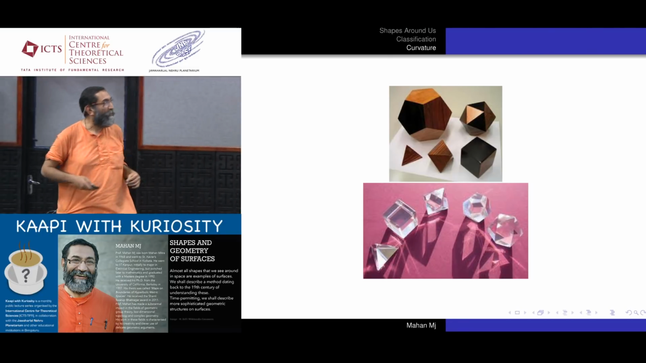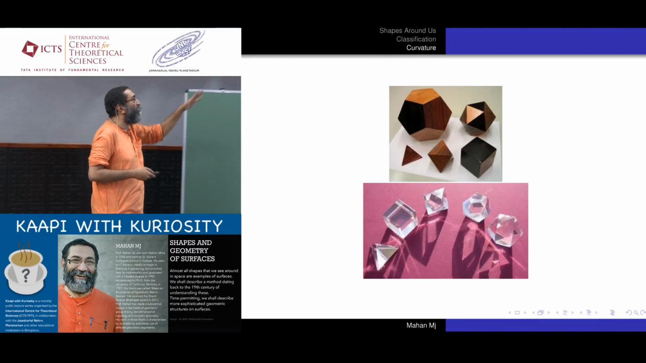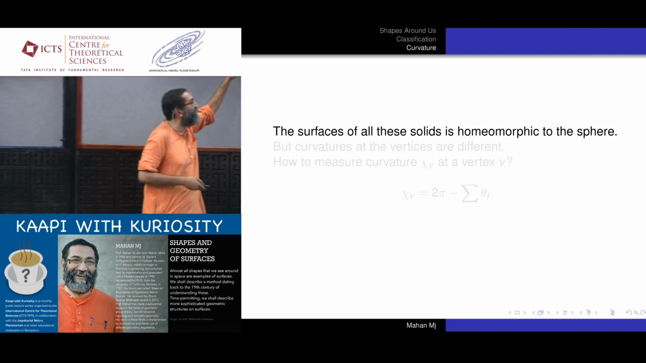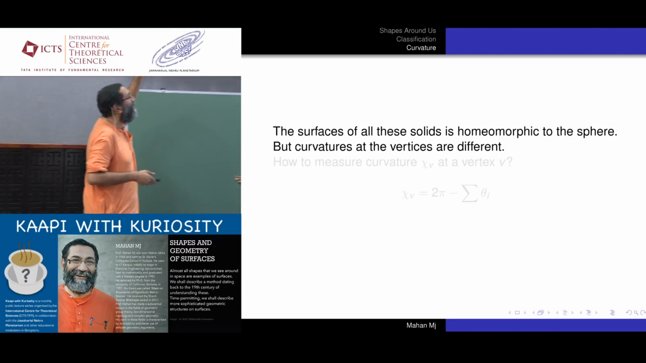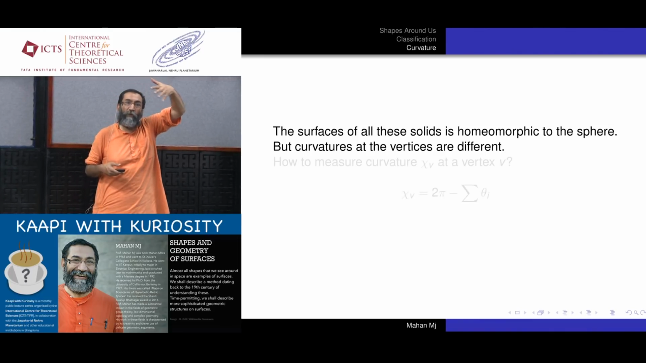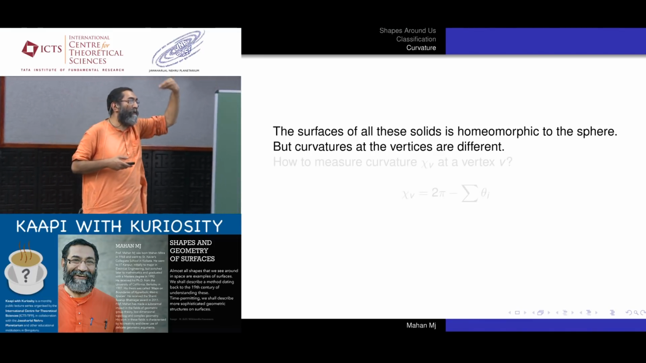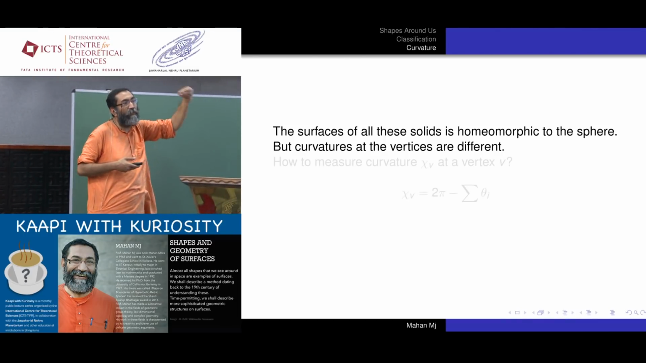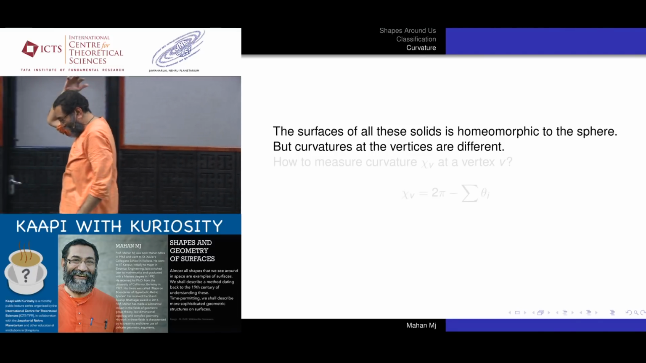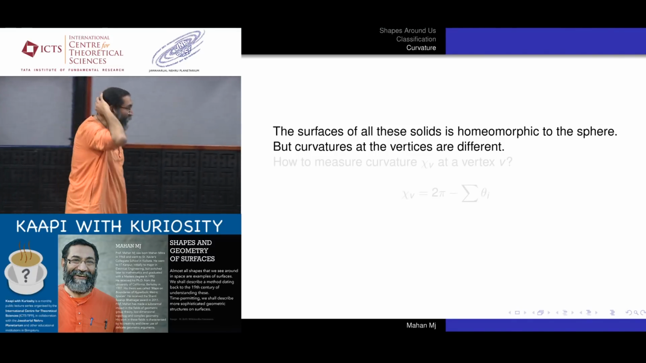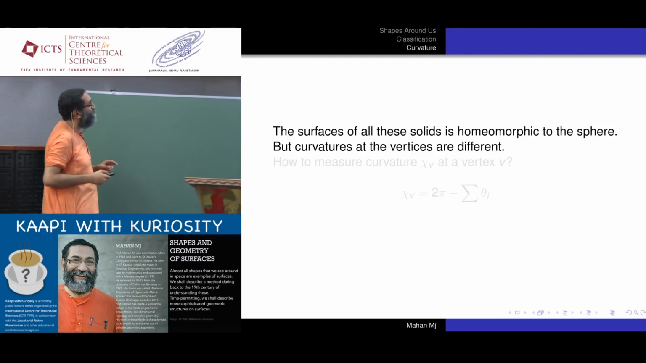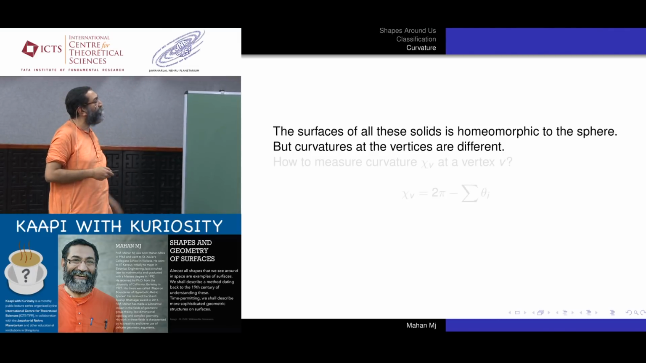Excellent. So let's now try to formalize exactly that statement as a definition. The surfaces are all topologically the same as the sphere, but the curvature at the vertices is different. The solid angle you were talking about is what measures this, and a slight modification of the solid angle is going to give us the notion of curvature at a point. So how are we going to measure the curvature?